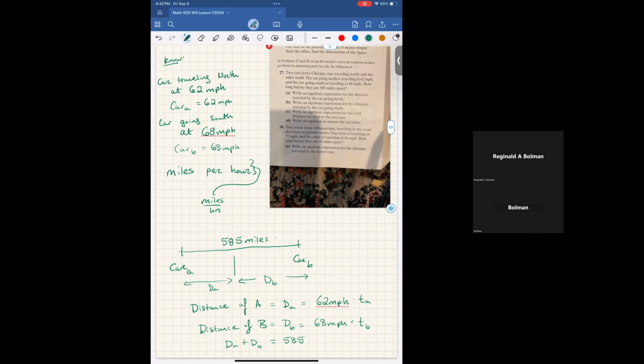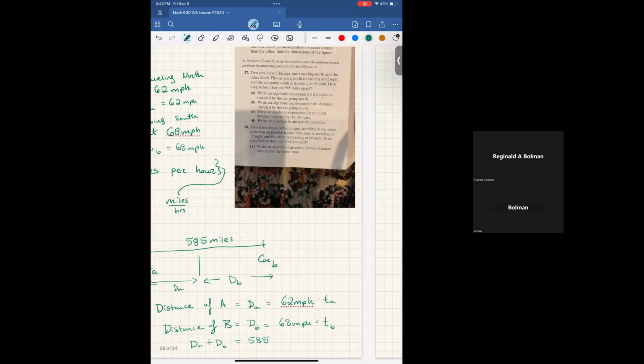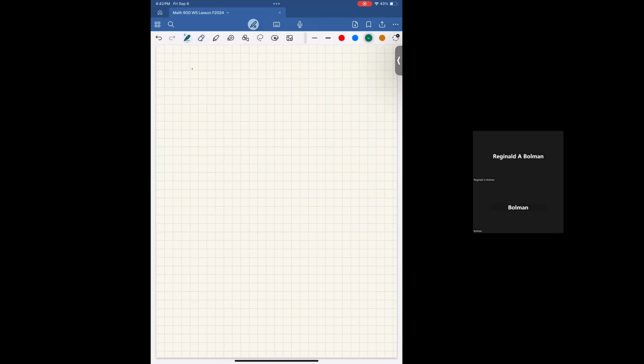Now, if we want to write an equation to actually answer the question itself, then we're going to need to plug in the distance A variable, which is 62 miles per hour times tA, into our distance A. So we said that dA plus dB is equal to 585. But we said that dA was 62 miles per hour times tA. And we also said that distance B was 68 miles per hour times tB.